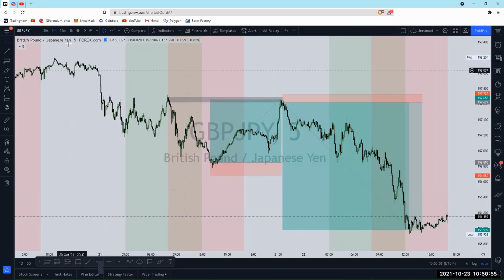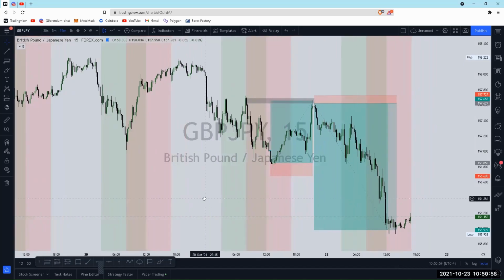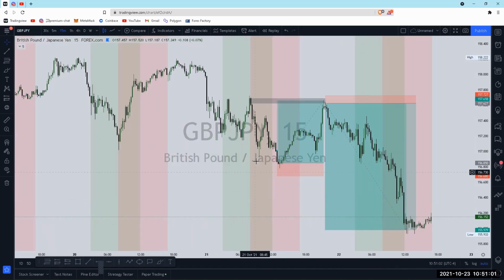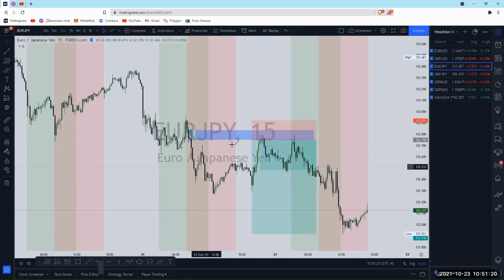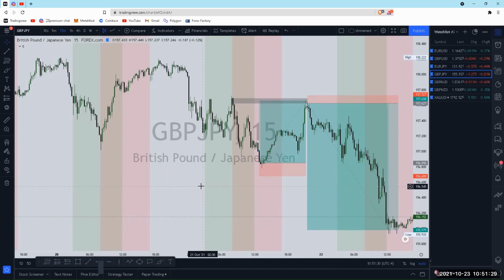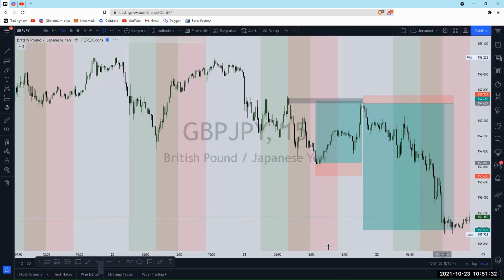I got several more pairs that, you know, we traded that ended up doing the exact same thing. So this pair right here is the Great Britain pound, the British pound versus the Japanese yen. And this pair right here is directly correlated with Euro JPY. So both of them are paired with the Japanese yen. This is just the European currency, and this is the Great Britain currency. So they basically correlate with each other.